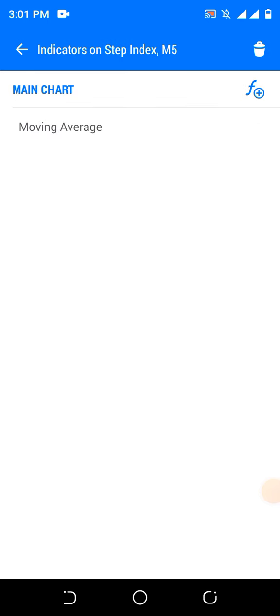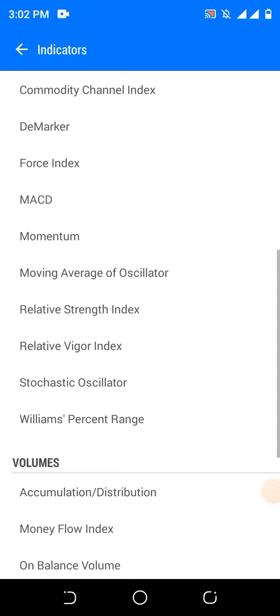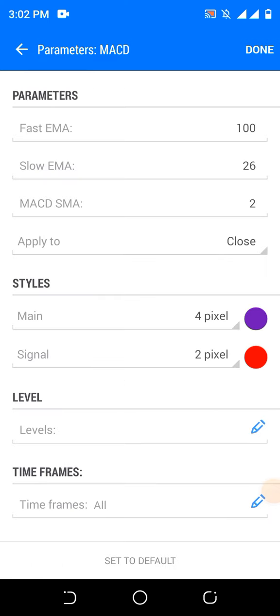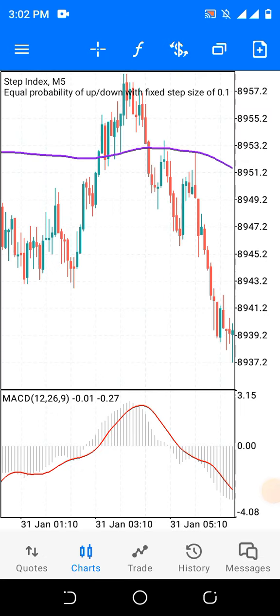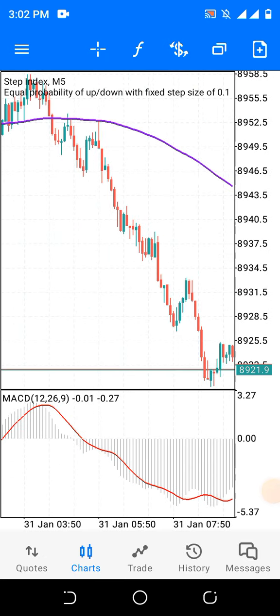The next indicator is the MACD indicator. To set up the MACD indicator, you click on function and locate MACD indicator. This is the default setting for MACD on my screen now, but we want to set it so that it will serve us. This is not what we want.